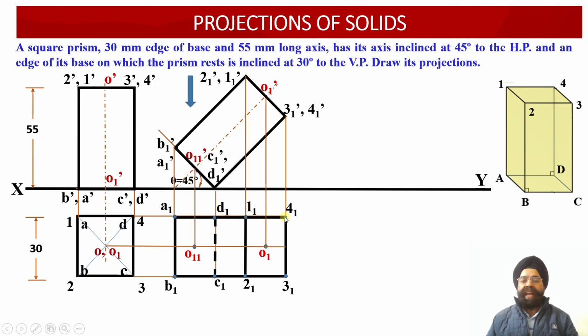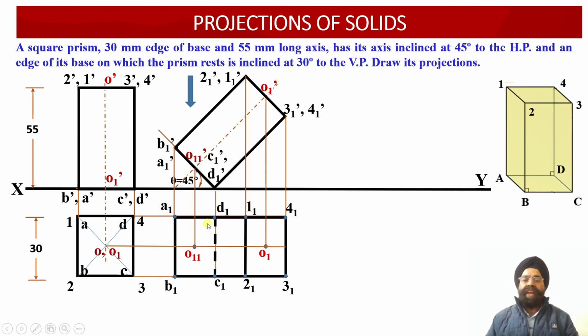Similarly, D1 and 4,1 also we have joined as dark because again it is lying onto the boundary of the solid. And finally, C1, 3,1 also we have joined as dark because again it is falling onto the boundary of the solid. So therefore, the top view projections of this inclined square prism, which has its axis inclined at an angle of 45 degrees with respect to the horizontal plane, have been obtained.